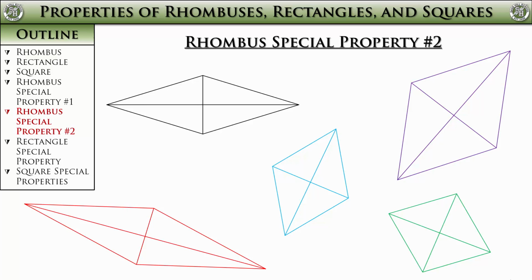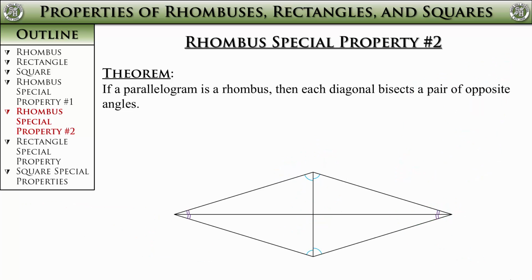Back to these rhombuses. There is a second special property that has to do with the diagonals. It has to do with what the diagonals do to the four angles of the rhombus. It's usually harder for students to see compared to the perpendicular diagonals. But the effect is most dramatic on the red and black one, if you want to try to figure it out before I tell you. If a parallelogram is a rhombus, then each diagonal bisects a pair of opposite angles.